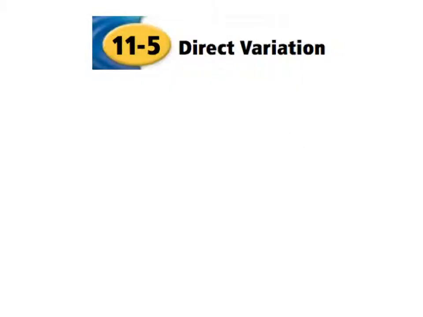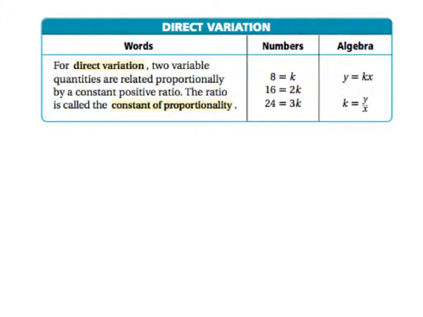Hi guys, 11.5, we're talking about direct variation. Direct variation is basically a direct relation between two different numbers. So for direct variation, two variable quantities are related proportionally by a constant positive ratio.